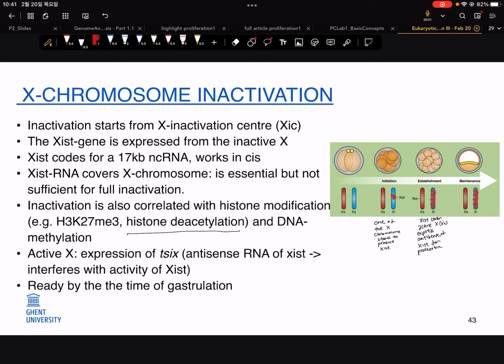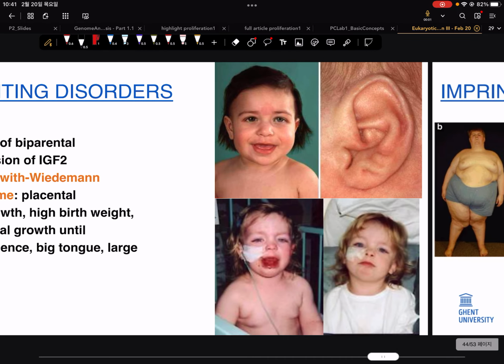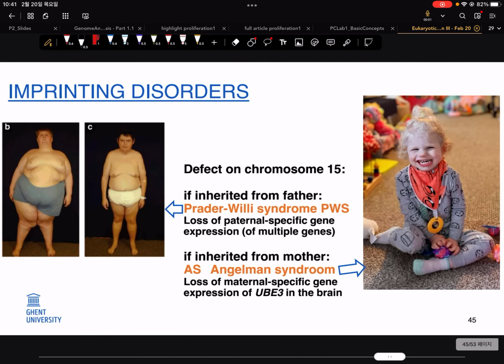So this happens, it's first initiated, then established, and then maintained when you have the gastrulation. And we see here, during that stage of the embryonic development, during gastrulation, it's finished. But going from here to there, you go from 8 cells to about 200-300 cells. So in all those cells, it could vary. It could be that another X chromosome is inactive, and that explains that chimeric observation that we have in the females. So by the time of the gastrulation, it's finished.